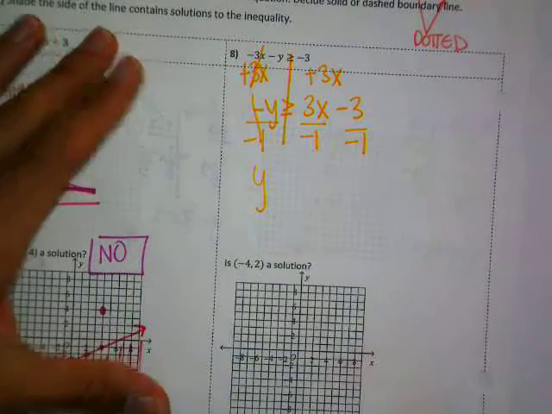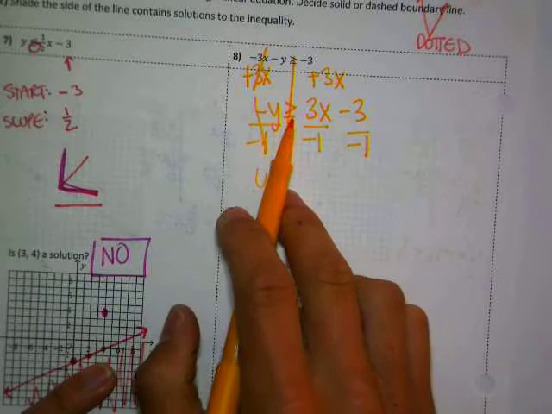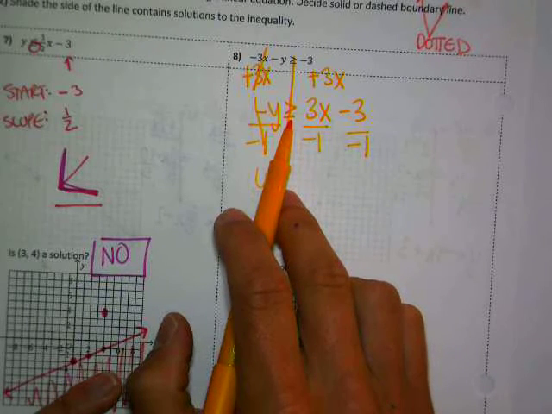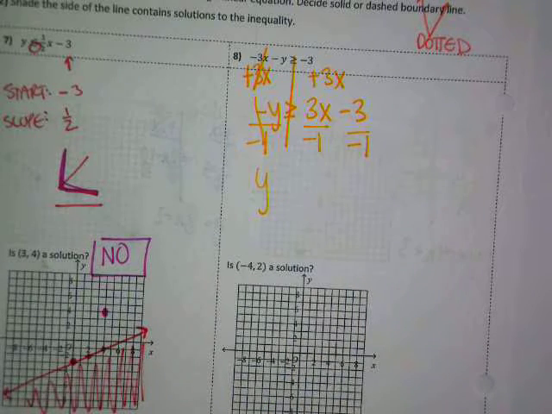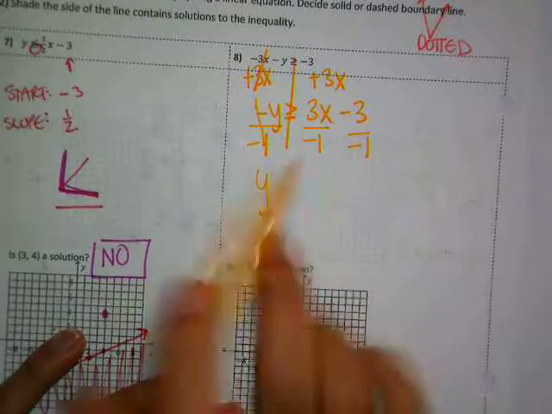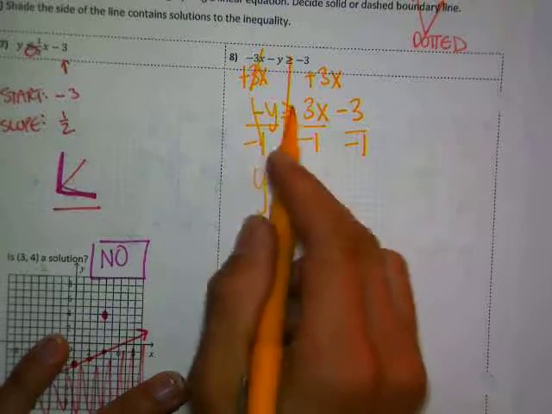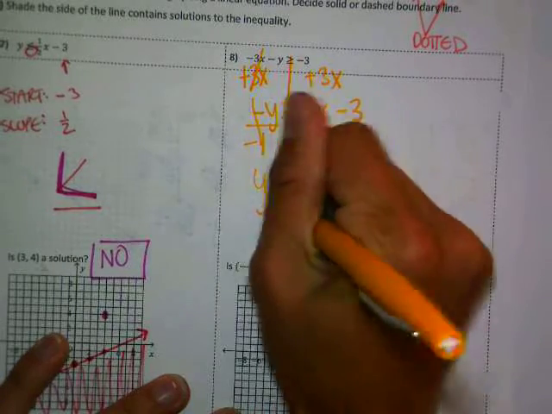Who remembers something that I have to do? Flip it. Very good. Flip it. So when you're dividing by that negative, you have to flip the inequality sign. See, it doesn't work with the equal sign because it just stays equal. So anytime you divide or multiply by a negative number, only multiplying or dividing, this inequality sign has to be flipped. So instead of it being greater than, we're going to flip it and make it a less than.